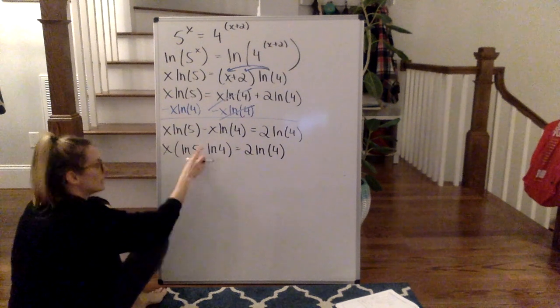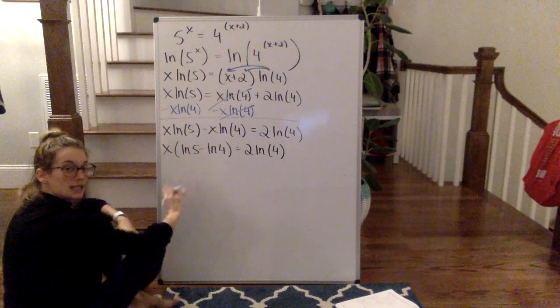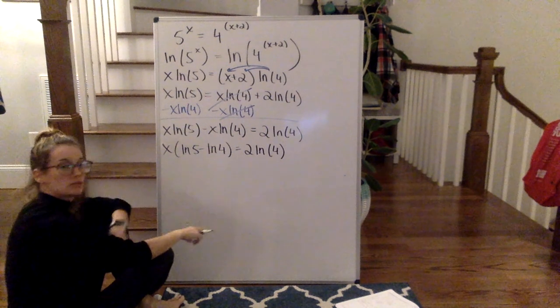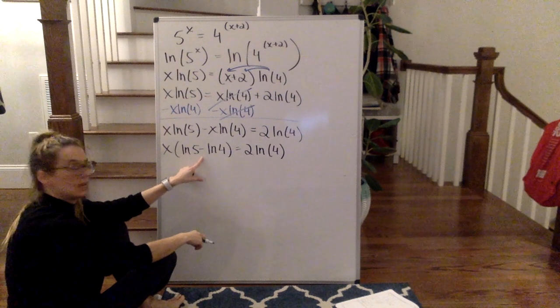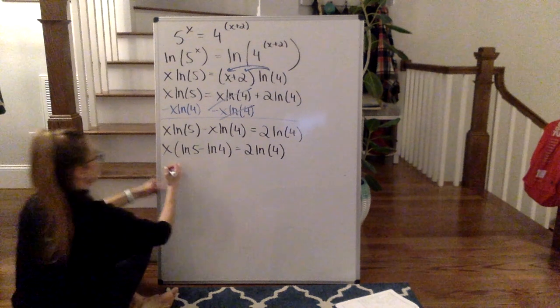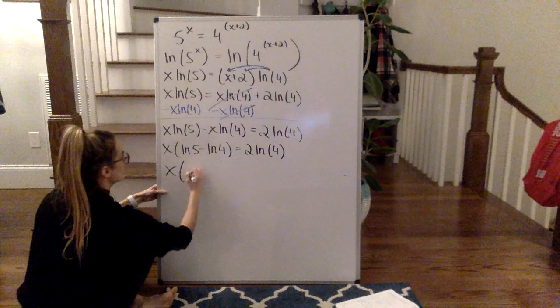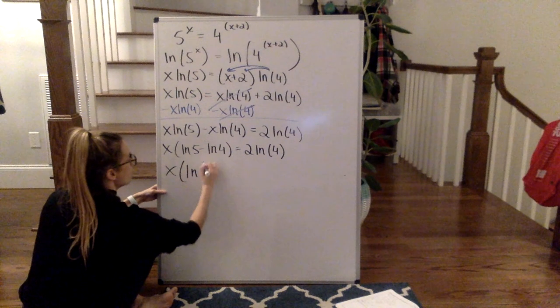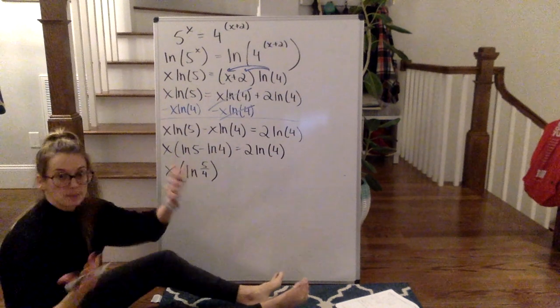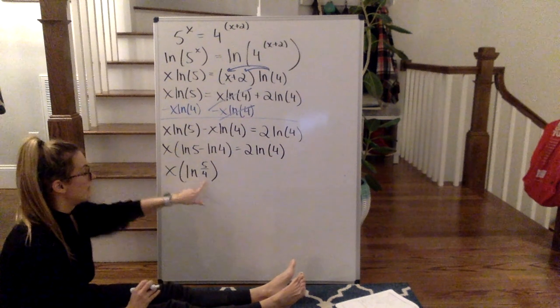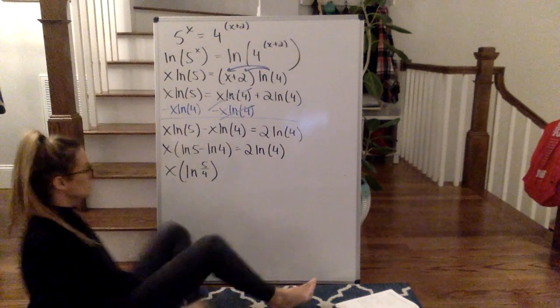Okay, well right here, we are subtracting two natural logs. We're subtracting two logs that have the same base. And when that happens, you can condense it to a single log. So this is going to become x ln of 5 over 4. 5 over 4, that's a positive number. I'm allowed to have that value inside of a log.